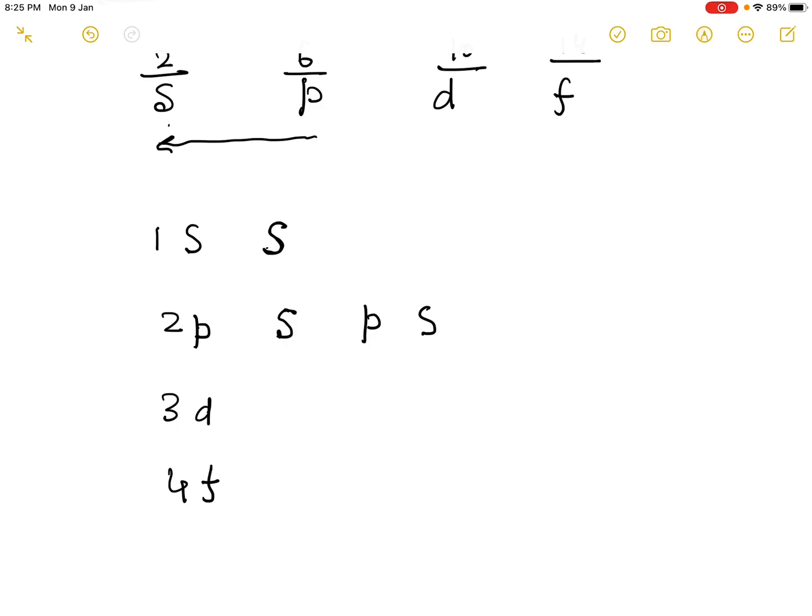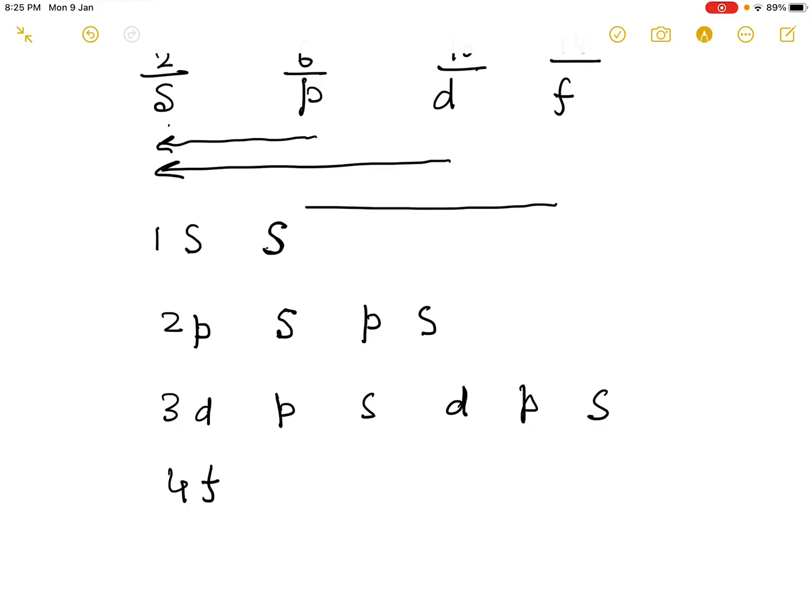Repeating, and then D, PS, DPS, and again repeating DPS. Then FDPS in this reverse direction. FDPS, F fourth, in the fourth row, FDPS, and then again FDPS.